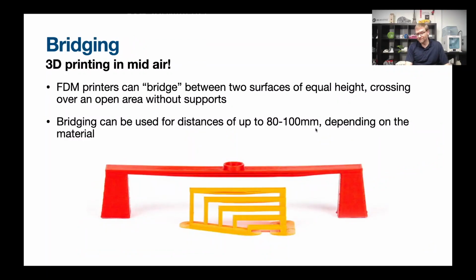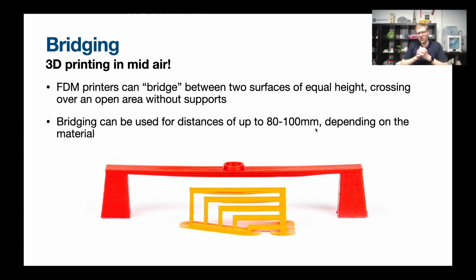I mentioned bridging. If you have 2 points in your object, like you see in that part below, where the printer is going to have to connect between them, and those are 2 points at the same height, it can bridge between them. It can essentially stretch the material that's being extruded from one point to the other and connect it on the other side, and then it'll cool quickly enough that it doesn't drop down.